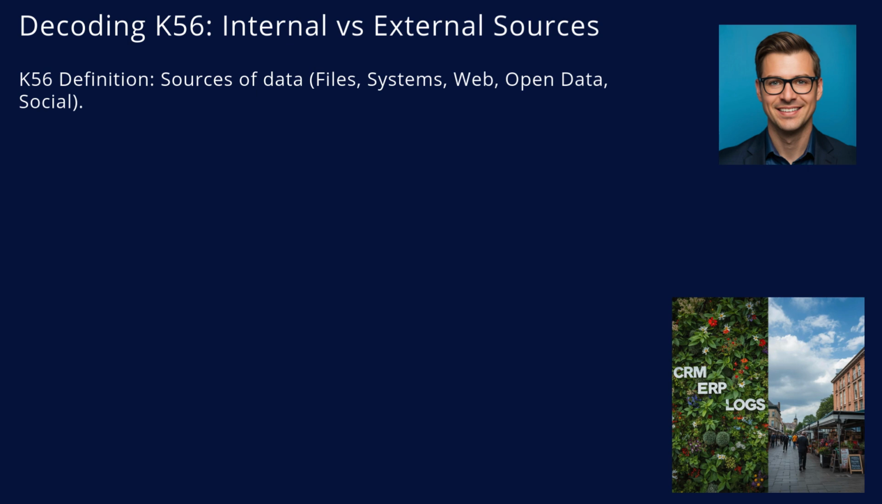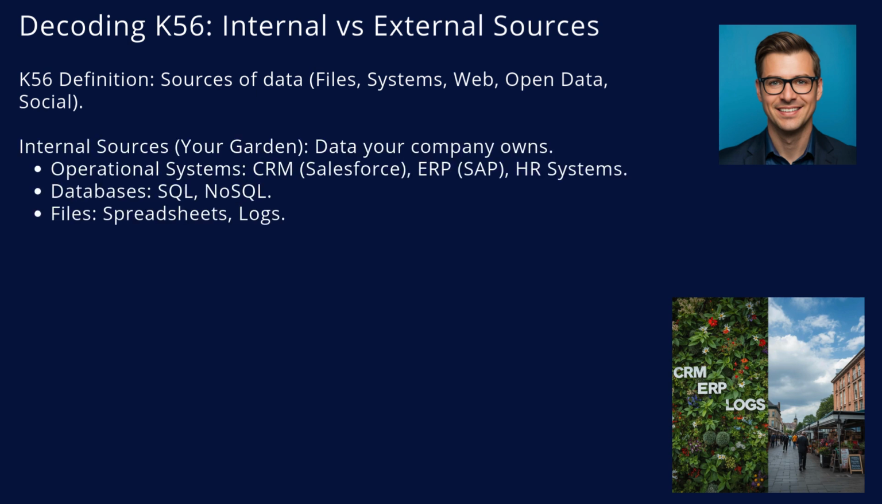Let's decode the standard. K56 lists many sources, but we can group them into two main categories, internal and external. Internal sources are like your garden. Your company owns them. These include operational systems like your CRM, Salesforce, or ERP, SAP. They include your core databases and the messy files and logs on your servers. This is your primary source.